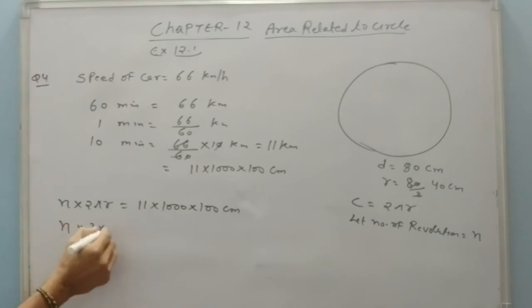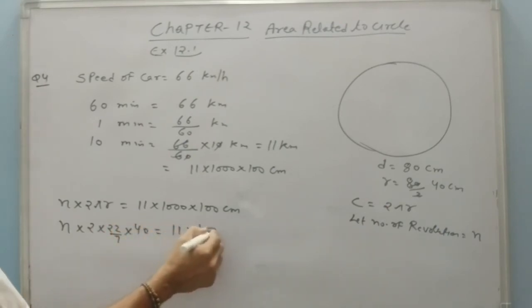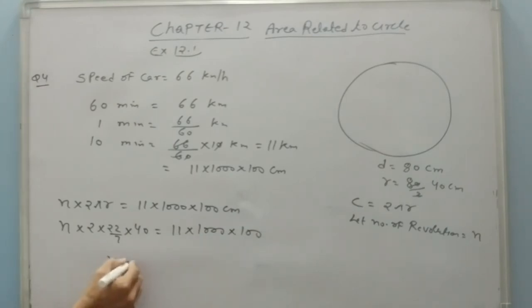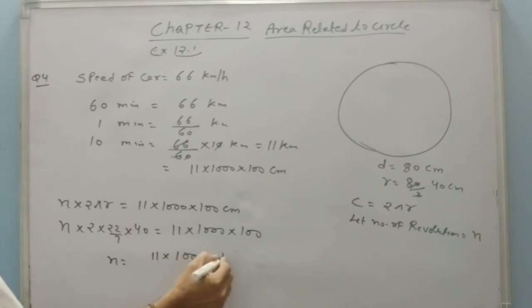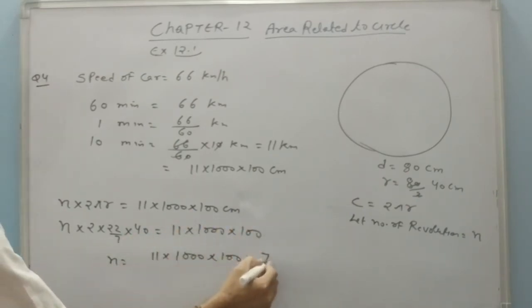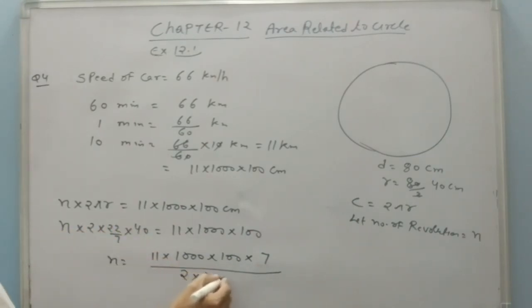2π value is 22 by 7. r is 40. 11 into 1000 into 100. So I can say n is equal to 11 into 1000 into 100, this 7 goes up, that is 7 upon 2, 22 and 40 नीचे आ जाएगा हमारे पास. So 2, 22 and 40. Just solve it, you will get the answer.